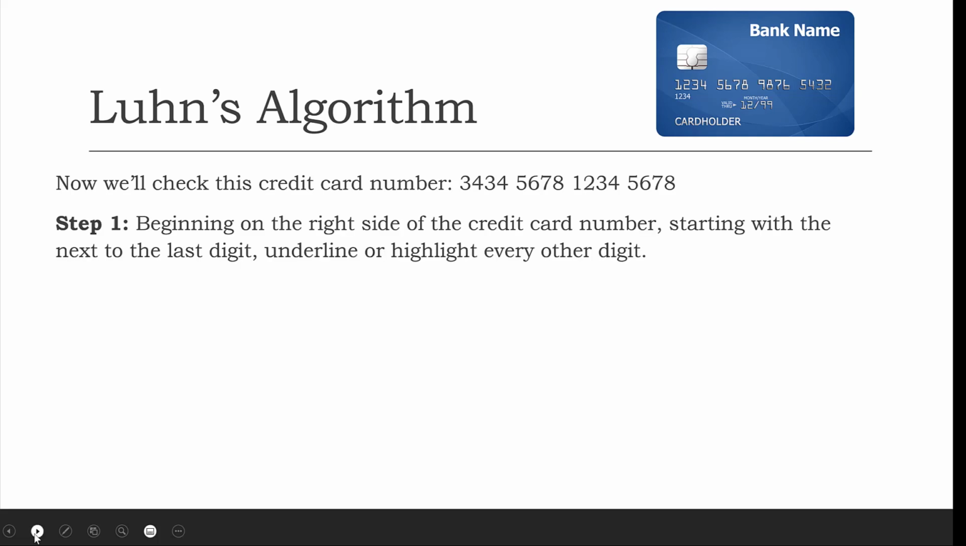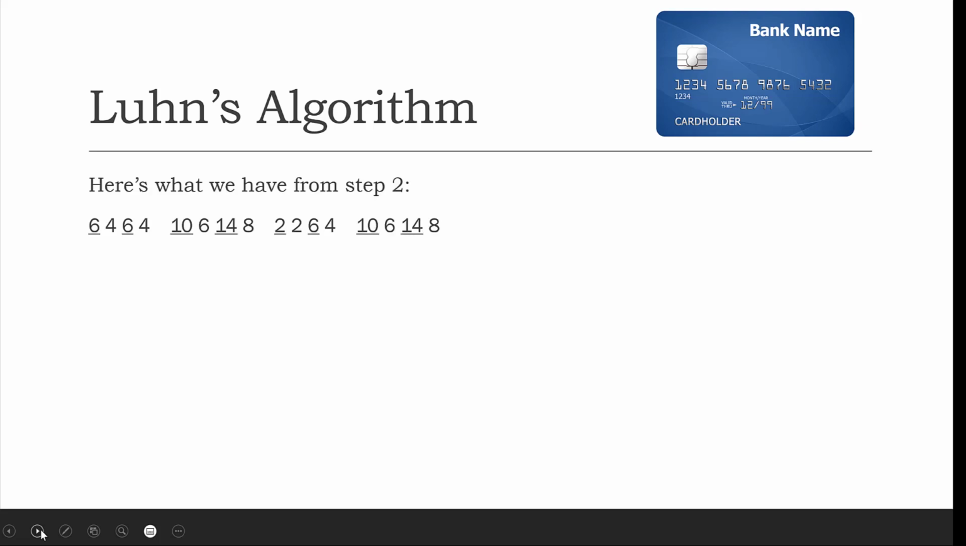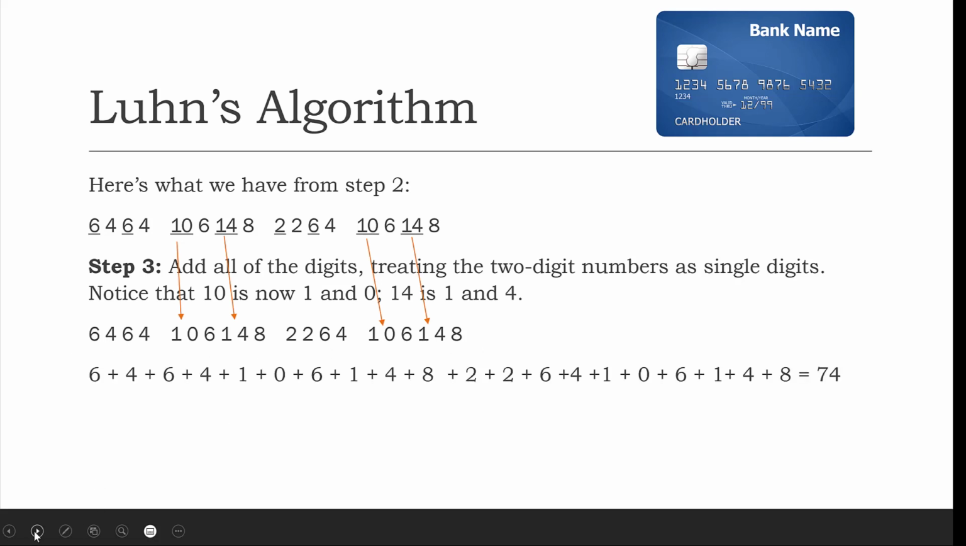Okay, so we're going to start on the right-hand side again, next to the last digit, and highlight or underline every other digit. We're going to double those underlined digits. And again, we're going to separate out the products that are 2 digits in the next step when we create the sum. So if you notice here, the 10 becomes a 1 and a 0, the 14 becomes a 1 and a 4, and we see another 10 and 14 here, which also become the individual digits. And then we're going to add up all those single digits. And in this case, we get a sum of 74.